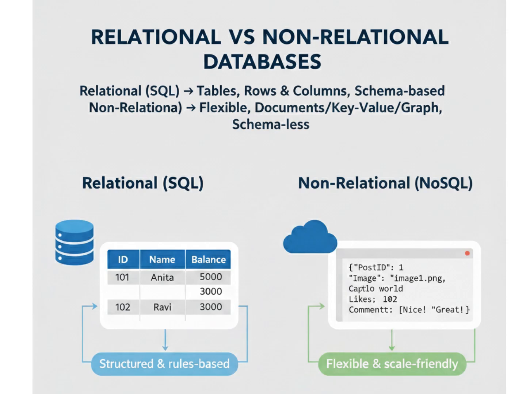Non-relational databases, also called NoSQL databases, store data more flexibly. Instead of tables, it could be documents, key value pairs, or even graphs. Example, Instagram posts, where one post may have an image, a caption, likes, and comments, and all of this can vary from post to post. A simple way to remember is this. Relational equals structured and rules-based. Non-relational equals flexible and scale-friendly.